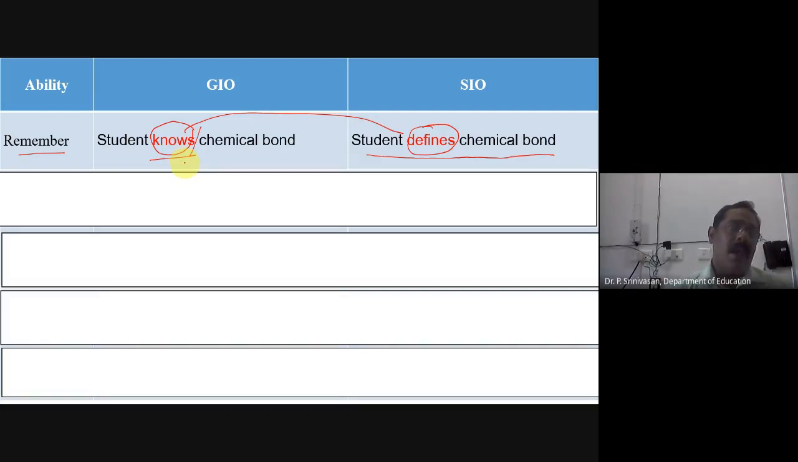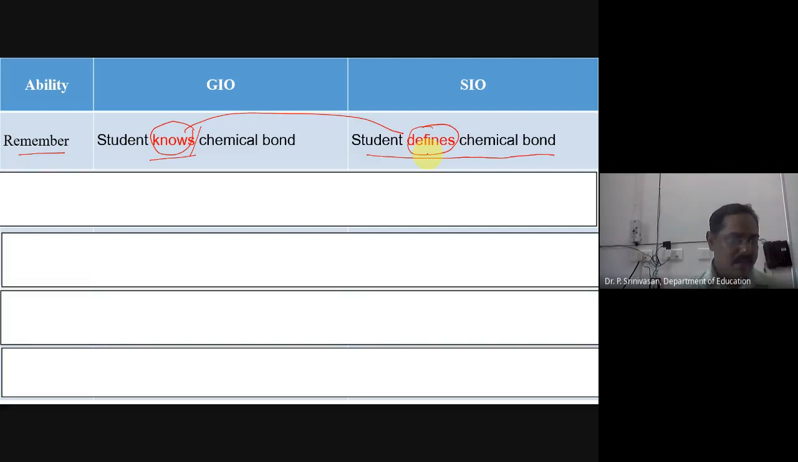I provide only one type of example. You can use any similar example. Suppose here I have written defines. You can use any other word which is an active verb, observable and measurable. For one lesson this is useful; for another lesson, you have to use different words. We cannot stop with only define. We can use list, name, all those which come under remember.